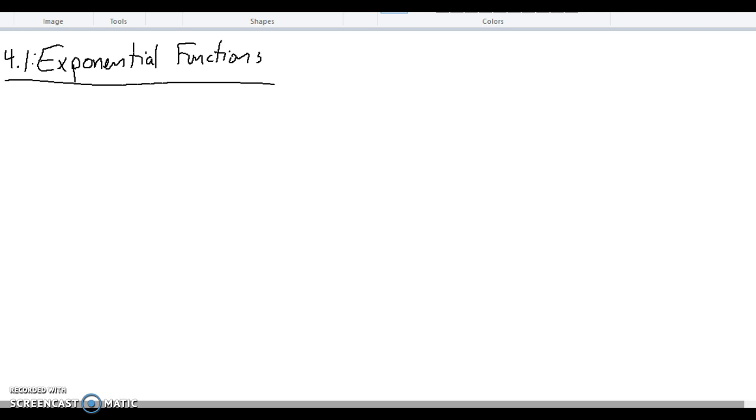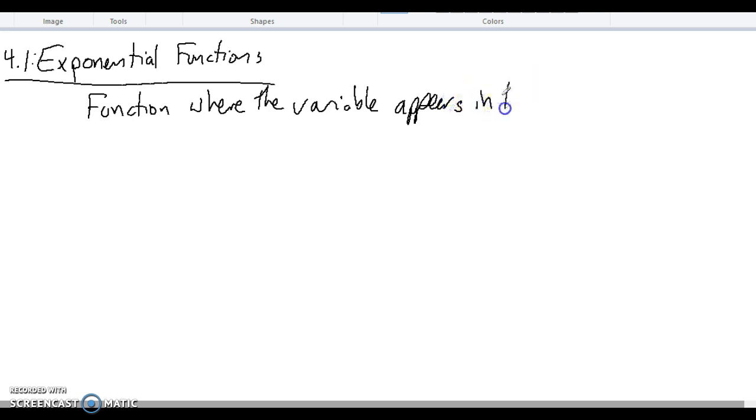So what is an exponential function? Basically, it is a function where the variable appears in the exponent. So something like f of x equals 2 to the x. In the past, we would have seen f of x equals x squared. The variable would have been down here as our base and a constant up top. But now we have a variable up top.